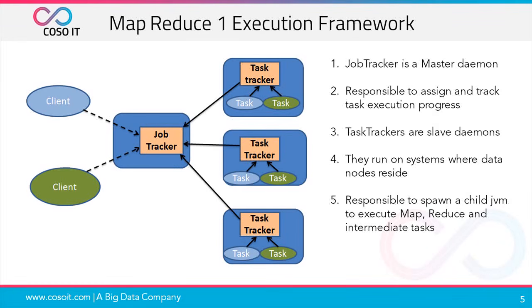So before learning the benefits of YARN or the limitations of Mapreduce version 1, let us see the Mapreduce 1 execution framework. We have a master node called job tracker, which is responsible to assign and track task execution progress. Then we have the slave daemons called task trackers, and they run on systems where data nodes reside. They are responsible to spawn a child JVM to execute Mapreduce and other intermediate tasks. So in Mapreduce 1, job tracker takes care of both job scheduling and task progress monitoring.